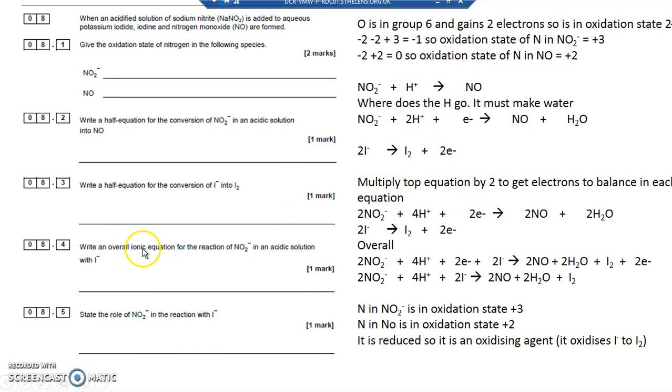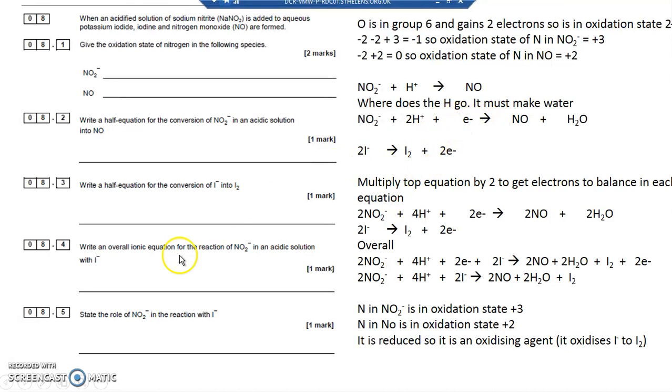Write an overall ionic equation for the reaction of them both. Well, in this half equation here, you should always have electrons on the left. So oxidation is loss, reduction is gain. So this is gaining electrons. This is a reduction equation. This is losing electrons, so this is an oxidation half, so we've got a redox going on.